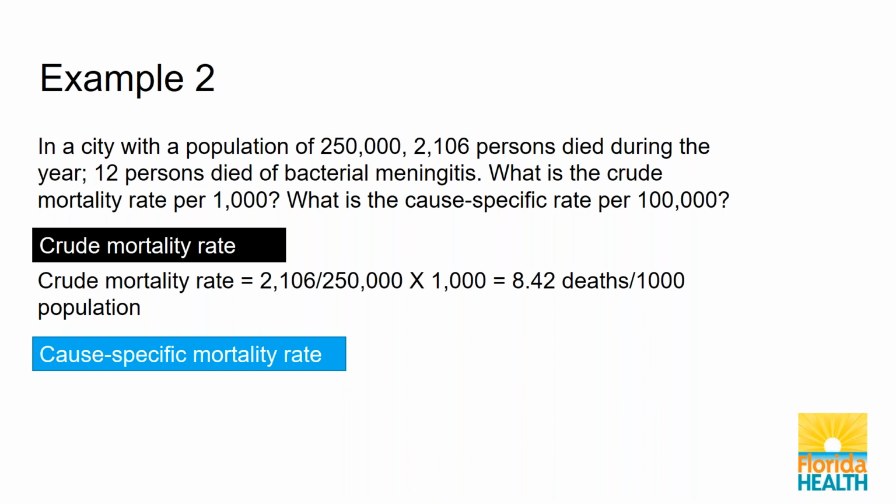Now let's do the cause-specific mortality rate. And for cause-specific, remember your denominator, I'm sorry, your constant that you're going to multiply by is 100,000. And you're focused specifically on one cause.